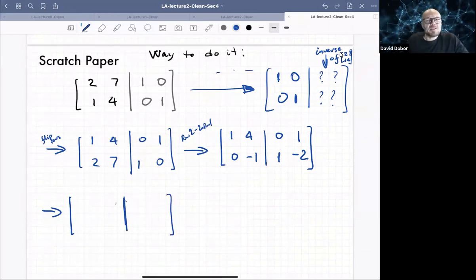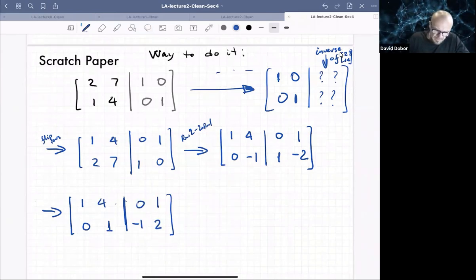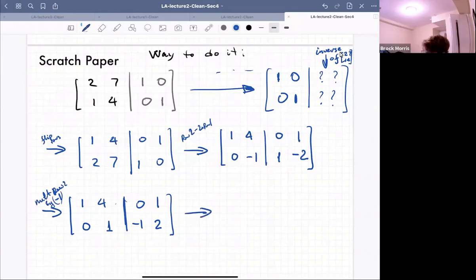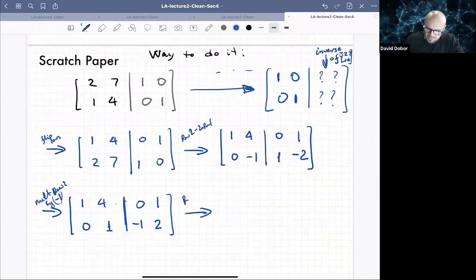We can multiply by -1 if we want to, so let's multiply it by -1. So I get a 1 there. So I have a -1, 2, 0, 1, and here I have 1, 4. Multiply row 2 by -1. Then subtract 4 times row 2 from row 1.